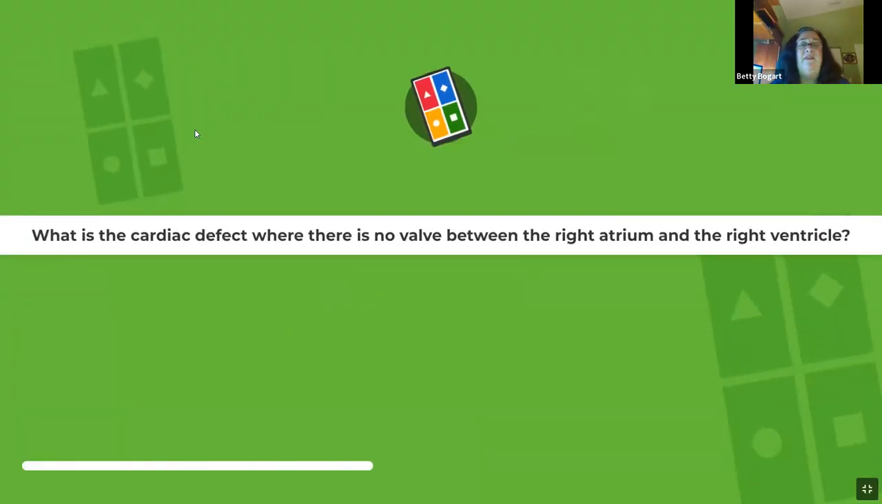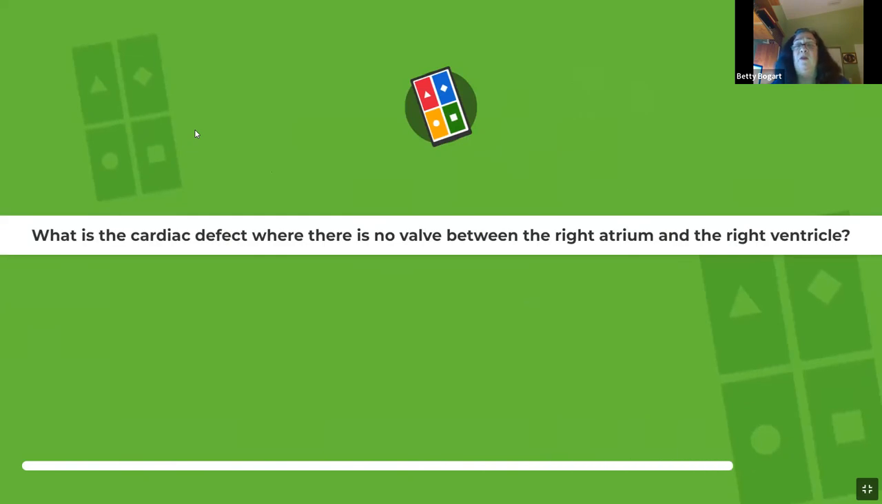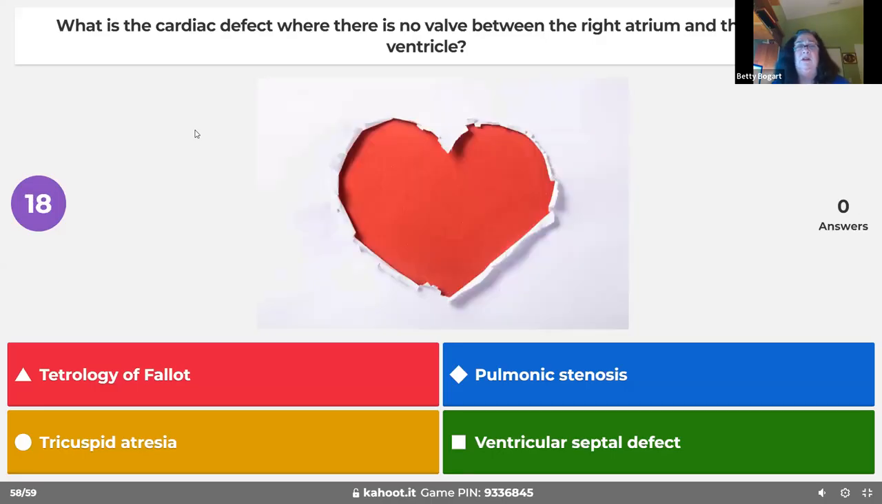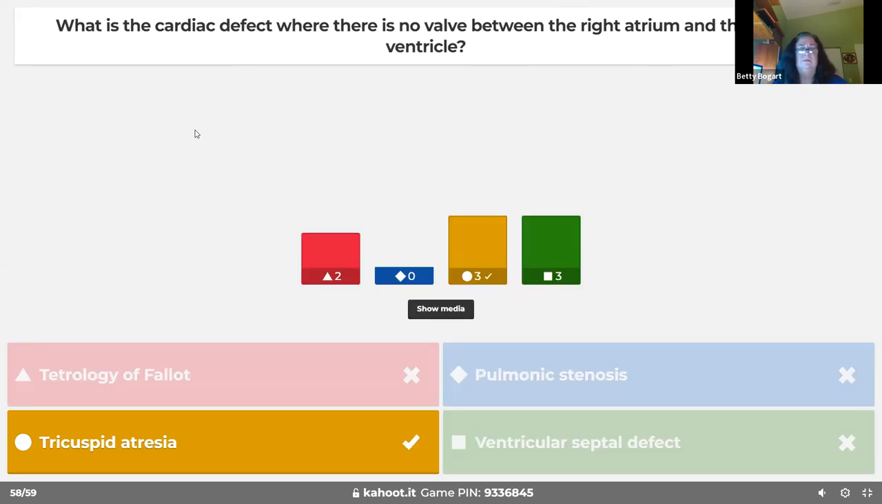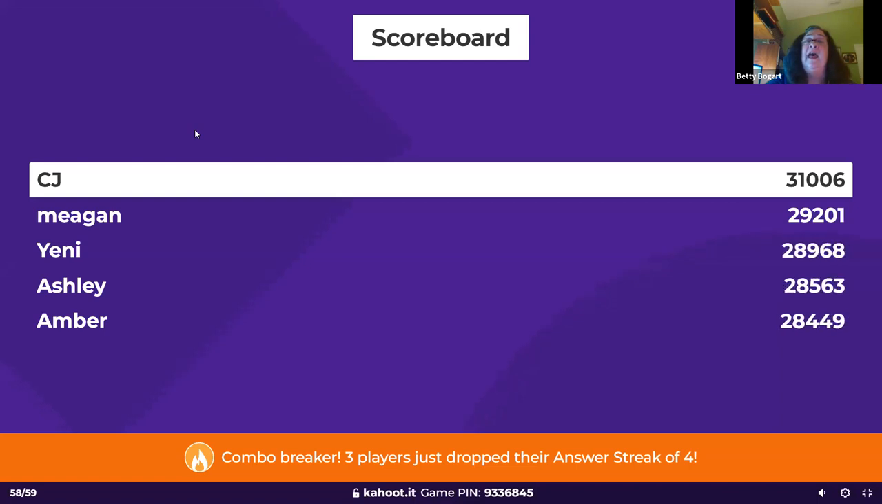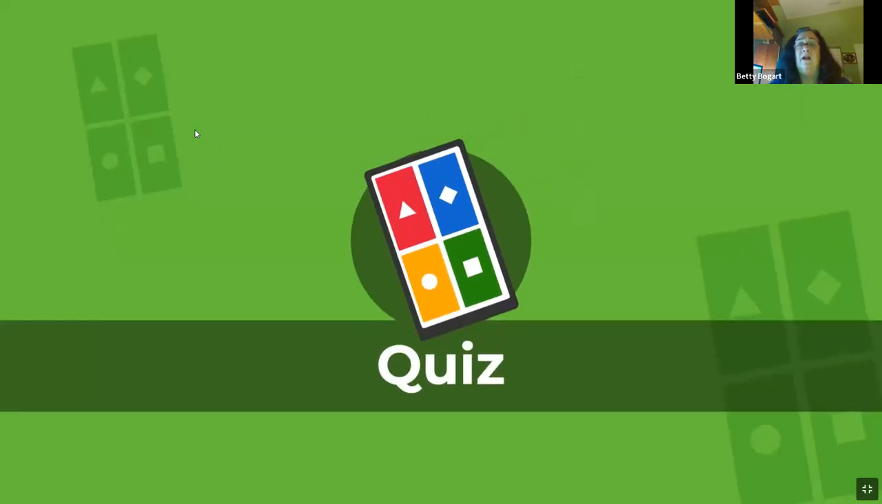What is a cardiac defect where there's no valve between the right atrium and right ventricle? What is the word that I use for nothing there? That's tricuspid atresia. Remember A, without, nothing. And tricuspid valve is between the right atrium and right ventricle, okay? Again, look at the anatomy and blood flow through the heart.